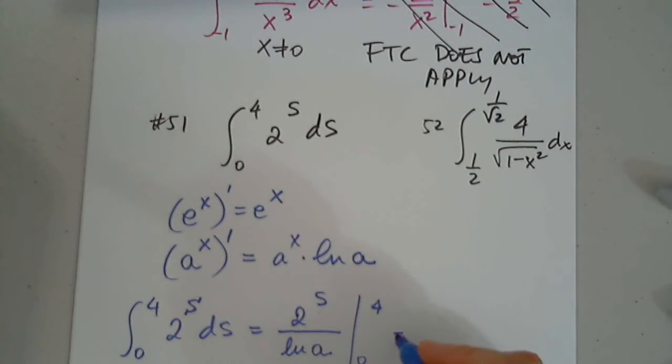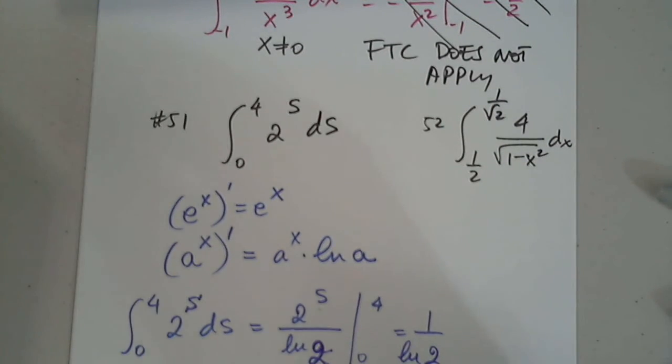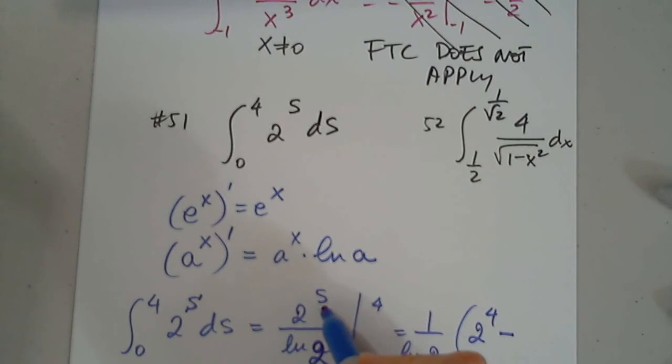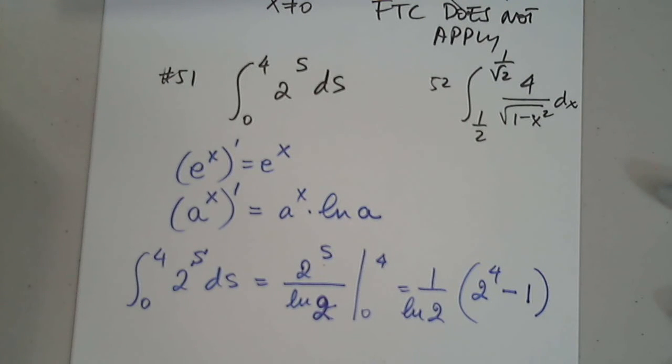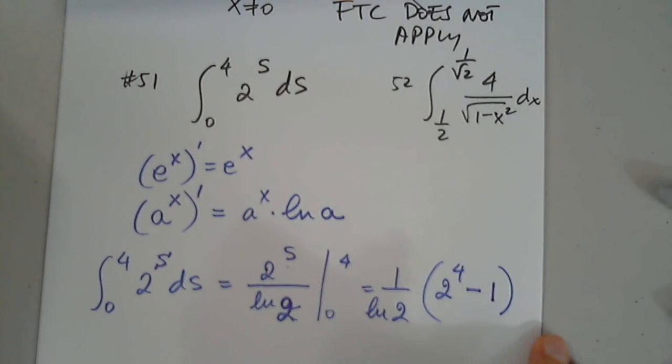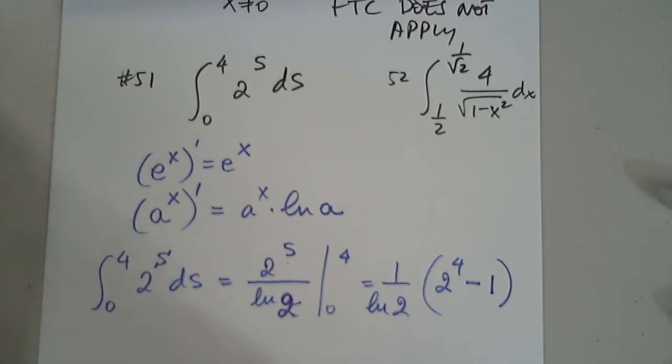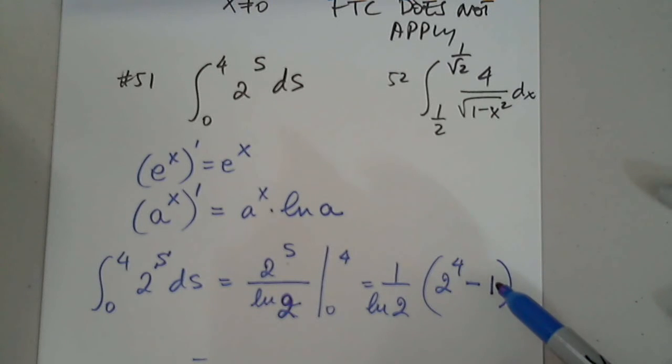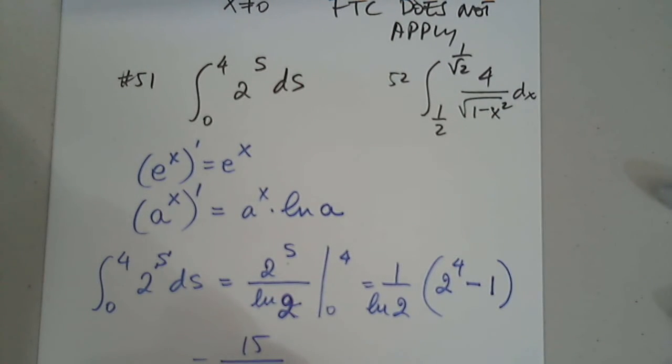So now when I plug in 4, the constant stays outside: 1 over natural log 2, of course, yes, it's natural log 2. When I plug in 4, I have 2 to the 4th, minus when I plug in 0, but 2 raised to 0 is not 0, it's 1. Anyone, please? Somebody wanting to say something? Oh, no worries. So 2 to the 4th, 16, minus 1, 15, over natural log 2.